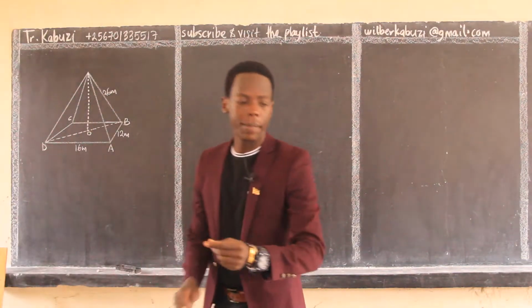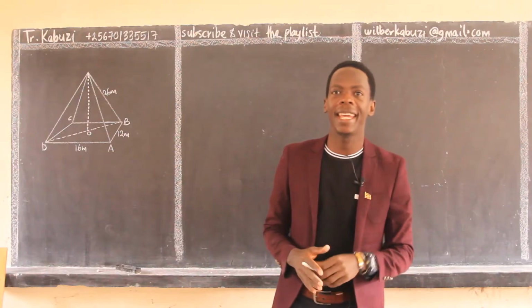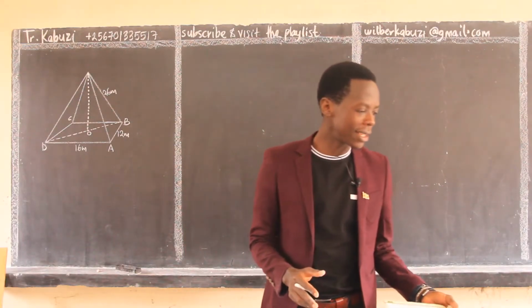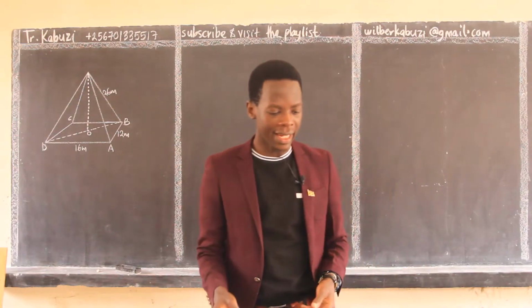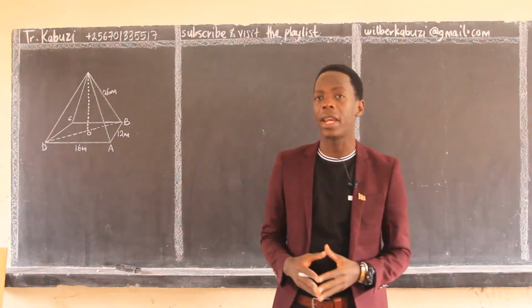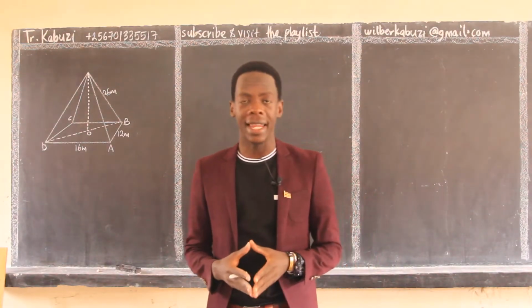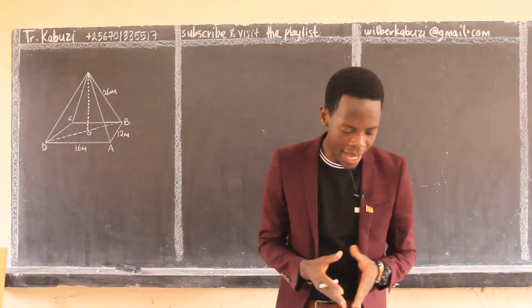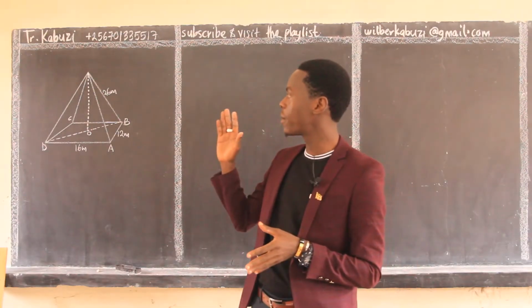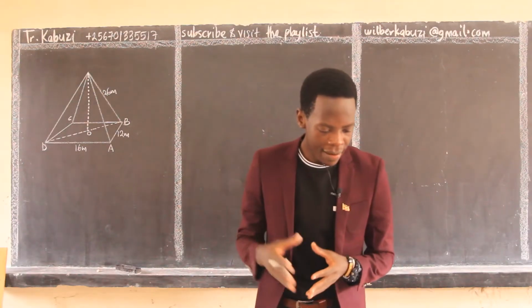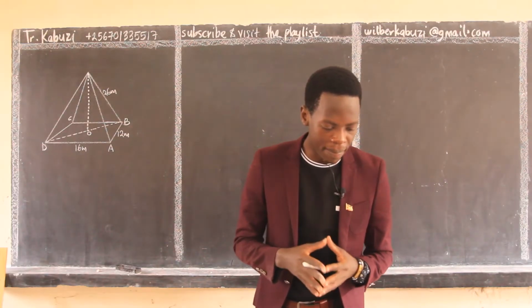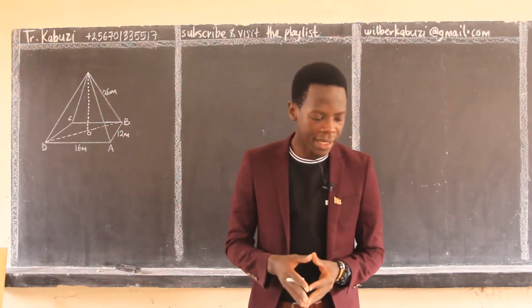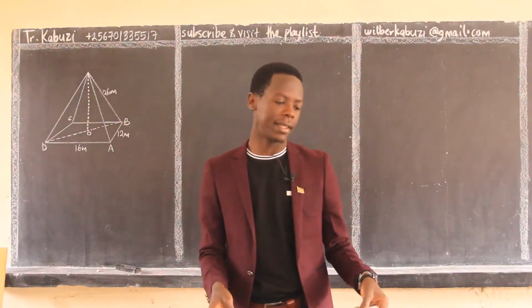Our next chapter, and the last one in S4, is called lines and planes in 3D. Here the learning outcomes are very clear: applies Pythagoras theorem, so someone should be able to apply Pythagoras theorem, finds the angle between a line and a plane, and finds the angle between two planes.